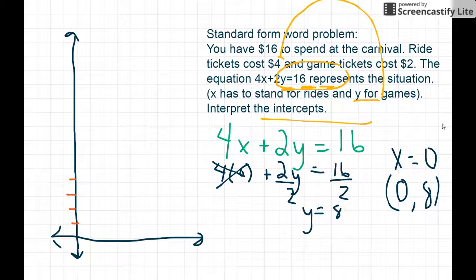So I'm going to graph over here, 0, 8. 1, 2, 3, 4, 5, 6, 7, 8. So 0, 8, I'm going to graph. And that means something. I don't know yet, but it stands for something. So now we do the other one.